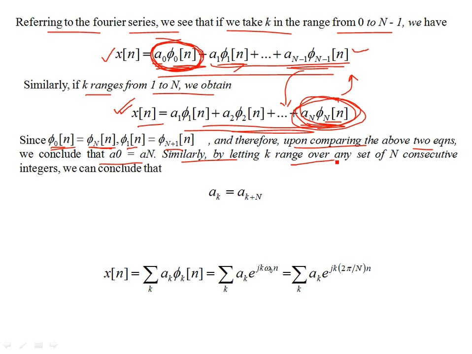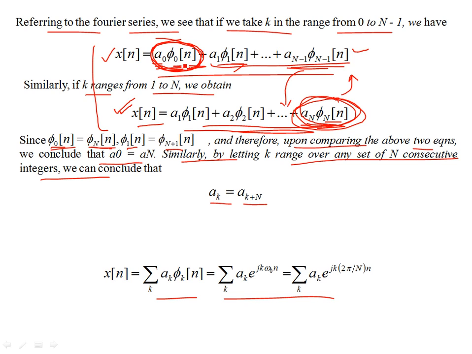Similarly, by letting k range over any set of n consecutive integers, we can say that a k is a k plus n. That means the Fourier coefficients are also periodically related. Fourier series coefficients are also periodic in nature. So this is what we were doing. We were expanding this in terms of Fourier series, and it turns out it's not only the complex exponentials, but their strengths or the Fourier coefficients are also periodic in nature. Okay, which is quite evident by looking intuitively into these two expressions.